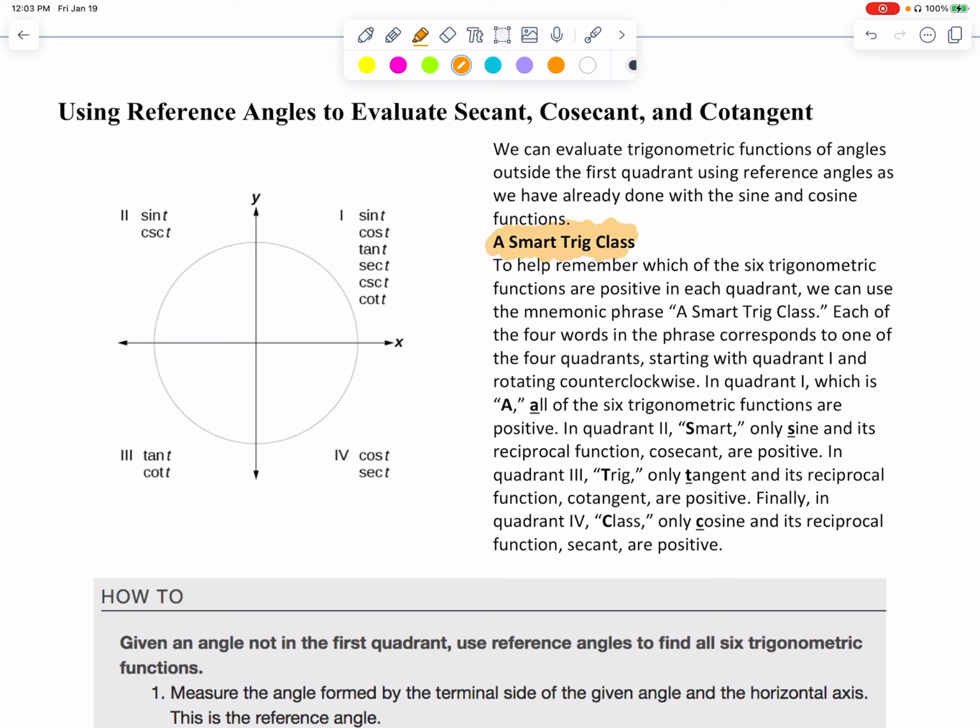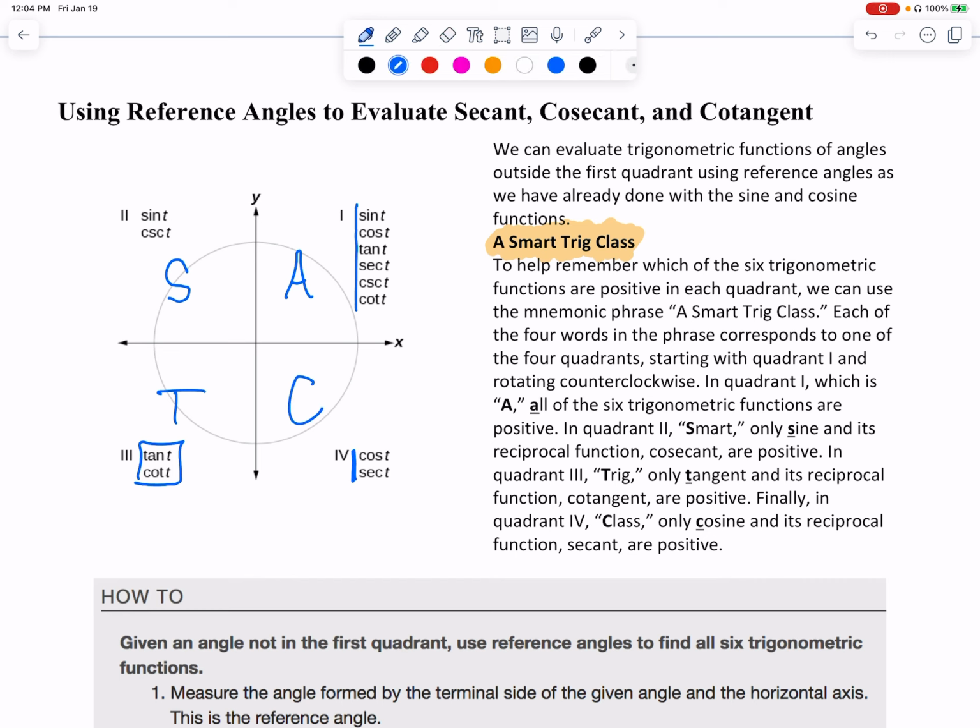Okay, for the second quadrant, we put S, the smart, right? All smart. And this has the sine and its reciprocal function. Remember, sine and cosecant go together. They just flip over. That's all that is. So in the second quadrant, sine and cosecant are positive. And third quadrant, T, a smart trig. Well, that's tangent and cotangent. Those go together. And the last one is cosine is positive in the fourth quadrant, and secant goes with cosine.